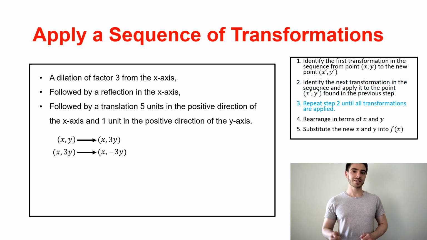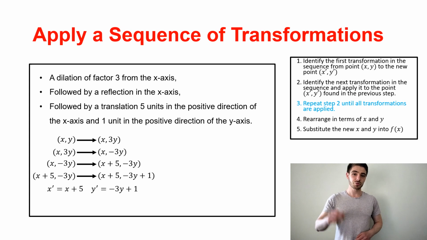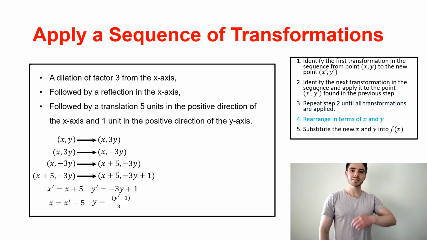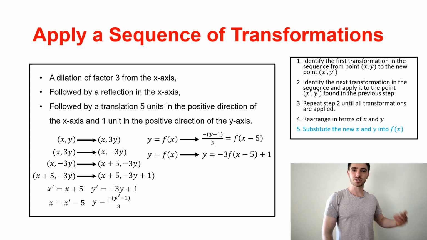Finally, we have a translation of 5 units to the right and 1 unit up. Now that we've gone through the full list of transformations, we can rearrange for x and y, and then substitute that rearrangement back into y equals f of x, and finally, rearrange to get y back on its own.